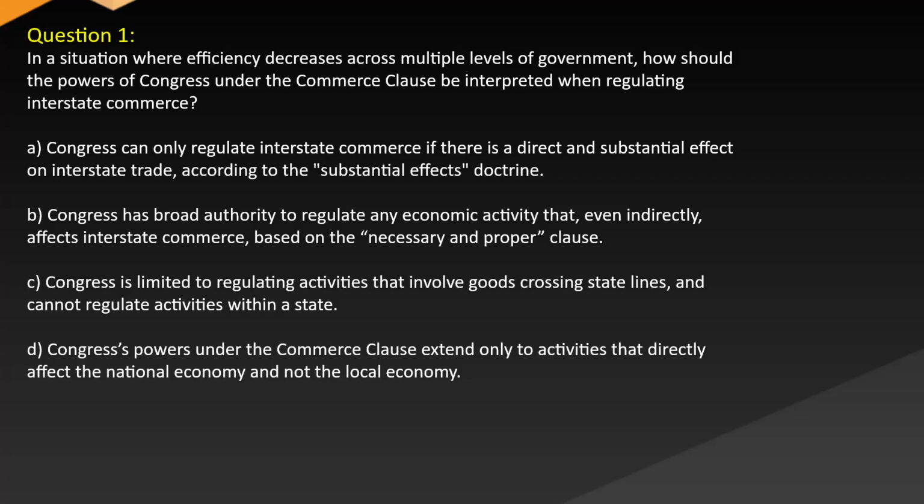Question 1. In a situation where efficiency decreases across multiple levels of government, how should the powers of Congress under the Commerce Clause be interpreted when regulating interstate commerce? A. Congress can only regulate interstate commerce if there is a direct and substantial effect on interstate trade according to the substantial effects doctrine. B. Congress has broad authority to regulate any economic activity that even indirectly affects interstate commerce based on the necessary and proper clause. C. Congress is limited to regulating activities that involve goods crossing state lines and cannot regulate within a state.